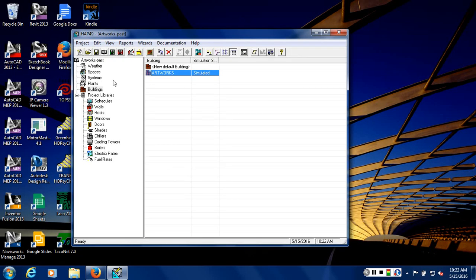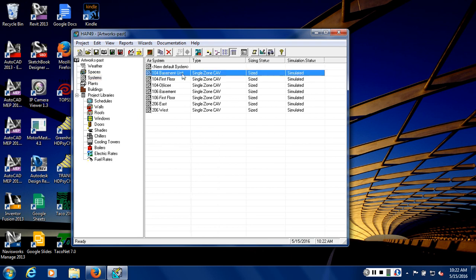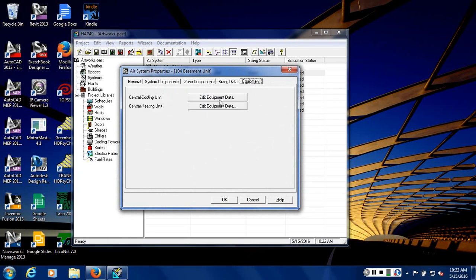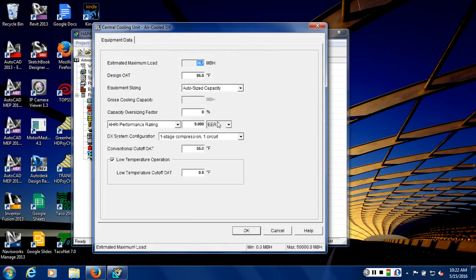Now, one other thing that I want to show you real quick. When somebody put in these systems, let's take a look at the basement system. Under the Equipment tab, notice there's central cooling and central heating. If we go under the cooling, somebody put in the appropriate EER for that piece of equipment. It's important to notice where that is, because later on, if you make suggestions on upgrading equipment, the difference will be a change in EER, or the change in efficiency in the equipment that you're speccing out.